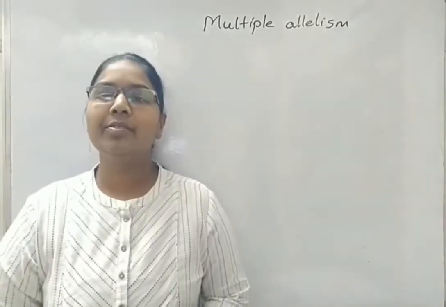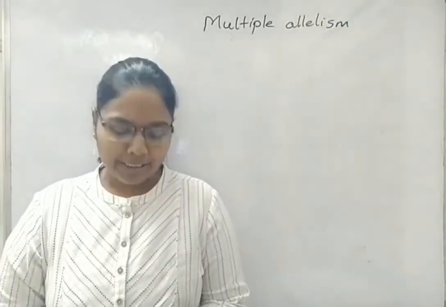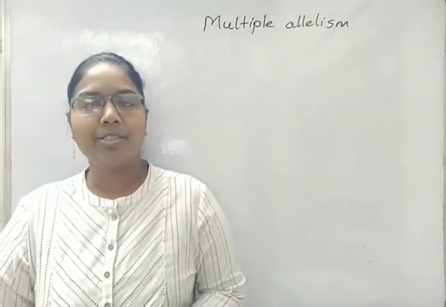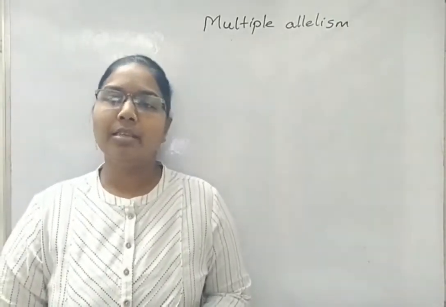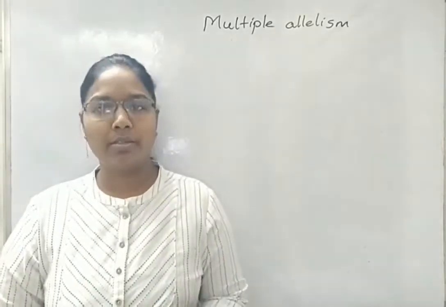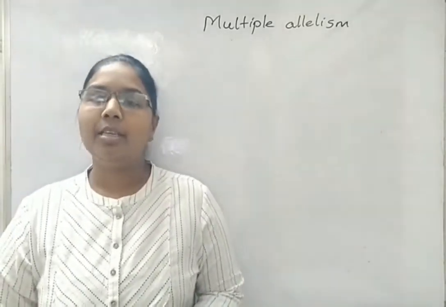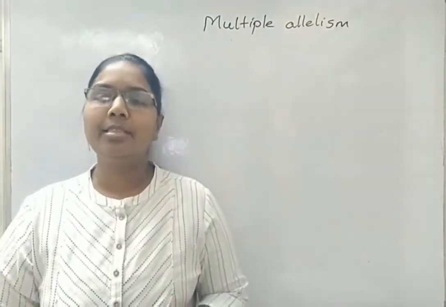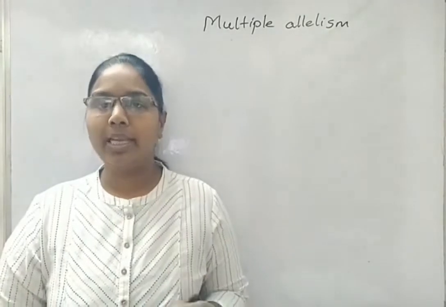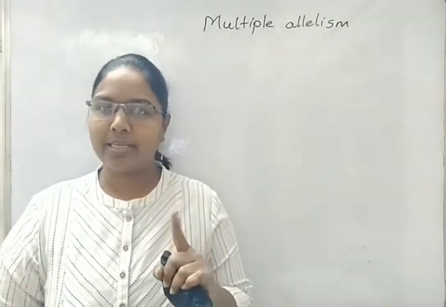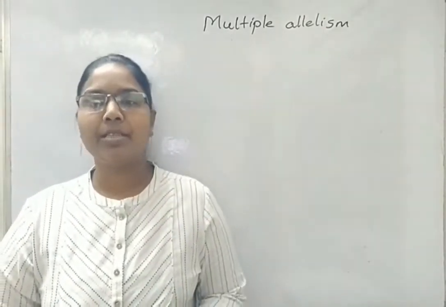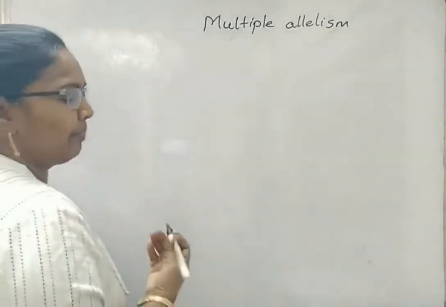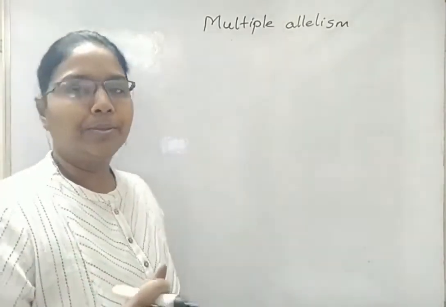Hello students, today we will start with multiple allelism. Multiple allelism means the expression or the characteristic feature exhibited by more than two allele forms of a gene that control or regulate only one character. It means when more than two or three alleles are controlling one character, then such type of expression is called as multiple allelism. So here the best example is blood group.